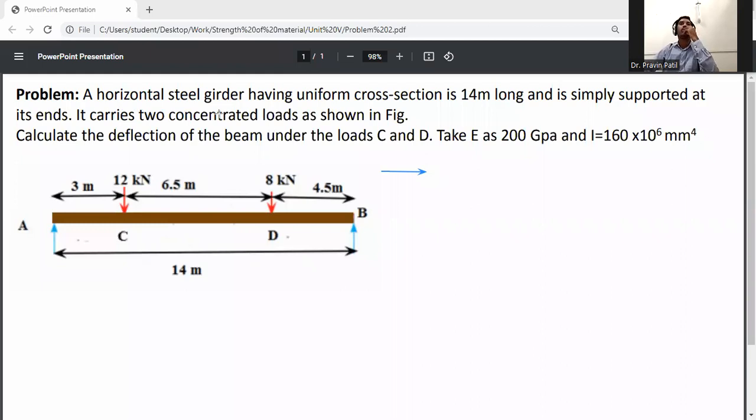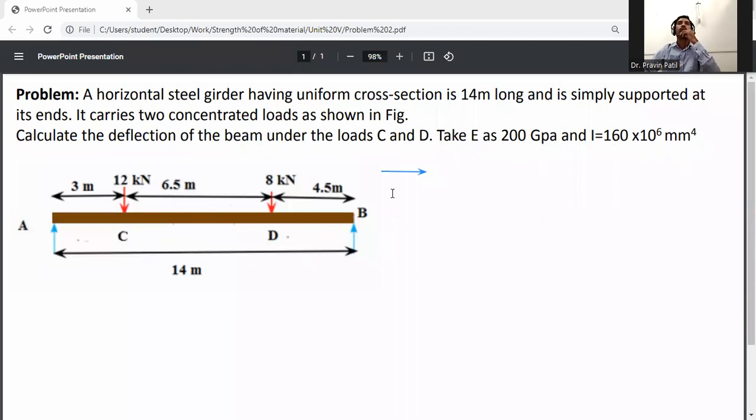Problem. A horizontal beam of 14 meter length is simply supported at its ends. It carries two concentrated loads as shown in the figure. Calculate the deflection of the beam under the loads C and D. Take E as 200 GPa and I as 160 into 10 raised to power 6 mm raised to 4. E means the modulus of elasticity.